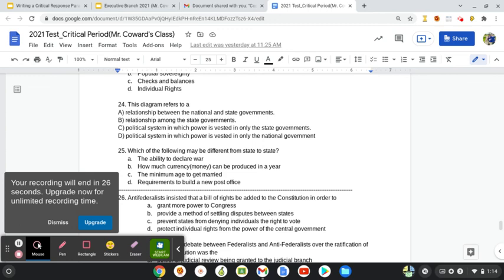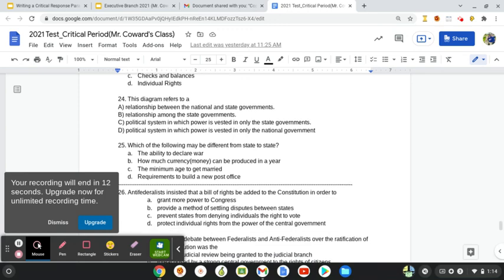And 25. Which of the following may be different from state to state? The ability to declare war, how much currency or money can be produced in a year, the minimum age to get married, or requirements to build a new post office. So 25 is asking about what can change from state to state. What power does the state have?